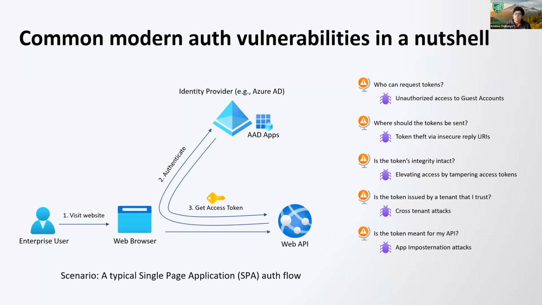Pausing here for a minute, I'll take the questions at the end because we have 5 different scenarios to cover. But let's real quick look at these 5 things. Who can request tokens? Where should they be sent? Integrity of tokens, trusting which tenant it came from, and looking at whether it's for my API or not. Okay.